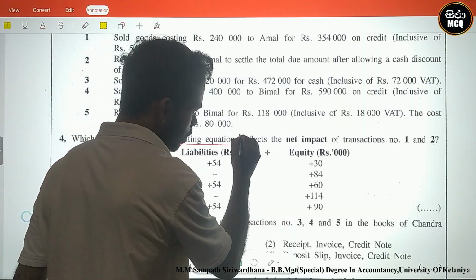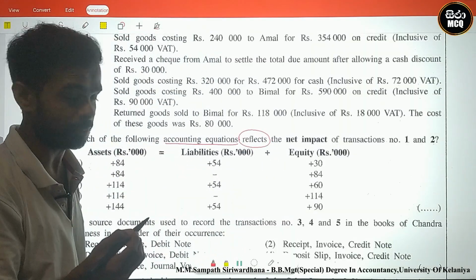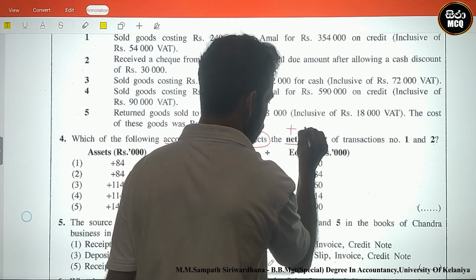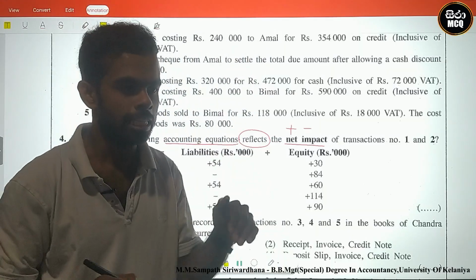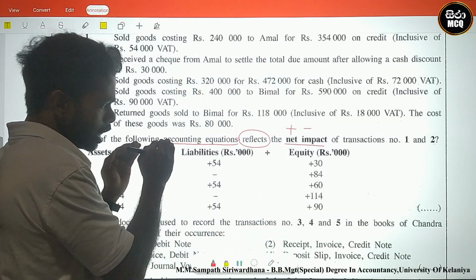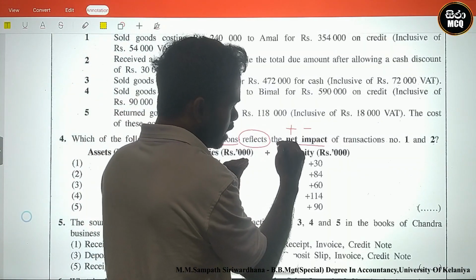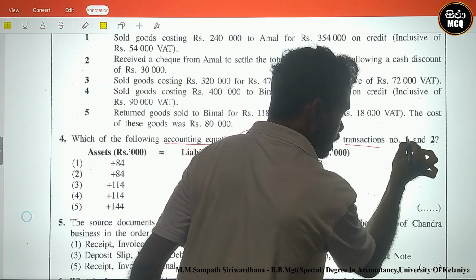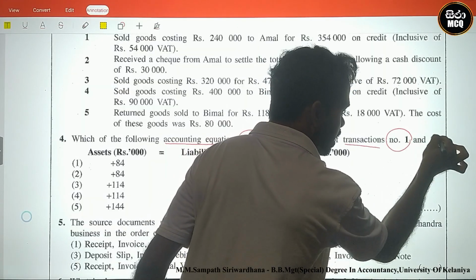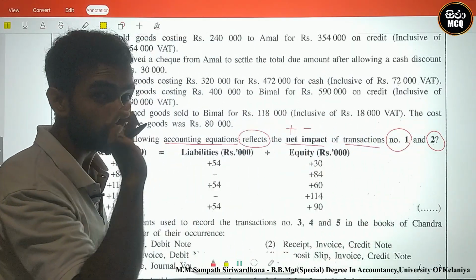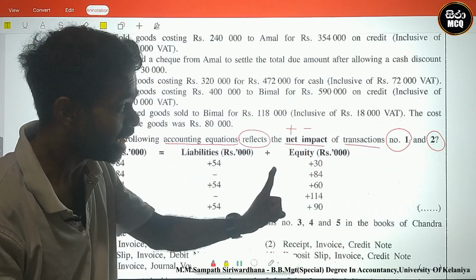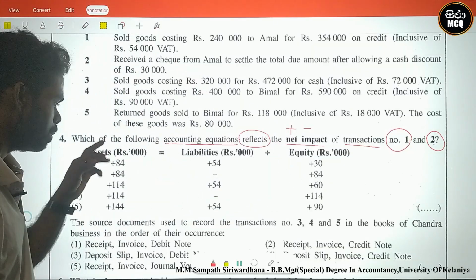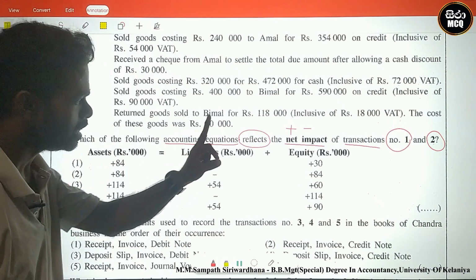The accounting equation reflects, meaning showing, the net impact. Net impact means plus or minus, meaning increase or decrease. The accounting equation reflects the net impact, increase or decrease, of a transaction. Look here, transaction number 1 and number 2, not all transactions. The net impact to the equation.